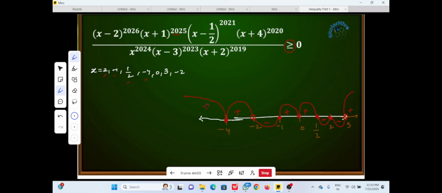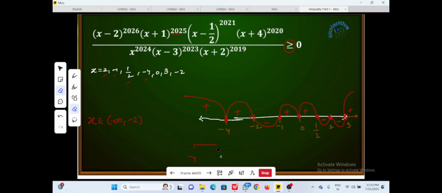Now as this expression is positive, it means we need to look for all the positive regions. So here it is positive from minus infinity to minus 4 as well as minus 4 to minus 2. So you can directly say that x belongs to minus infinity to minus 2, because minus infinity to minus 4 and then minus 4 to minus 2, the union of these two, is minus infinity to minus 2.